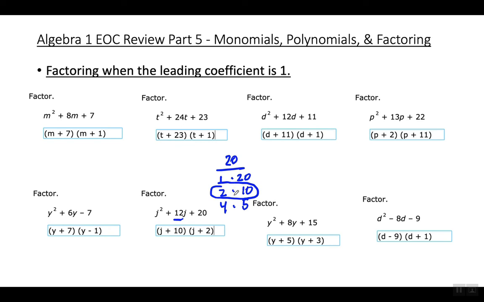Okay? Aquí tengo escrito los factores de 20. Todos estos números cuando se multiplican te da 20, pero solamente esta par cuando se suman te da 12.